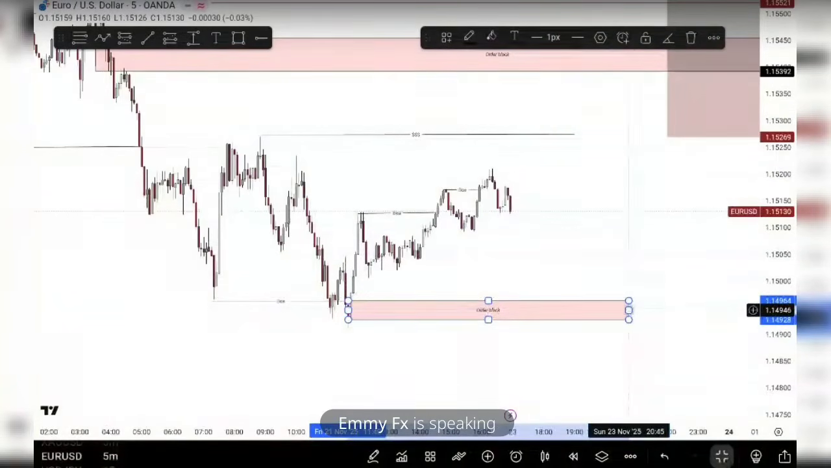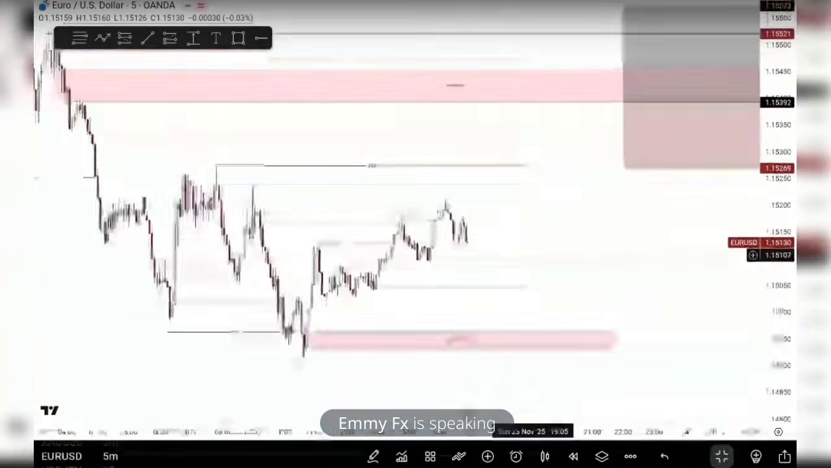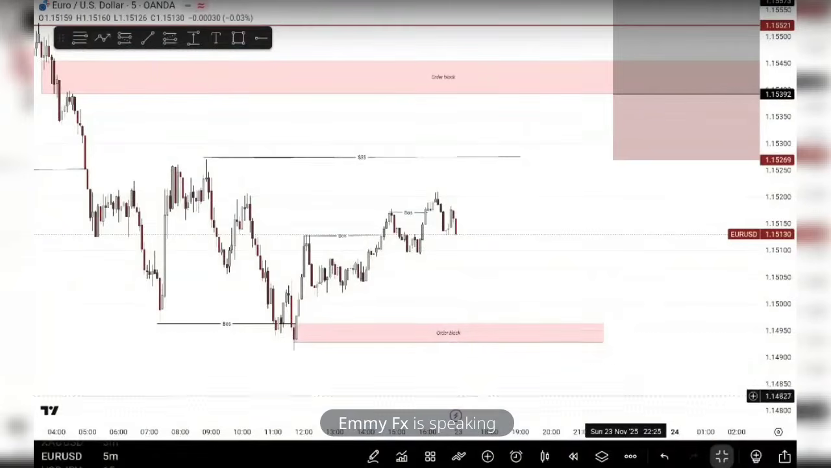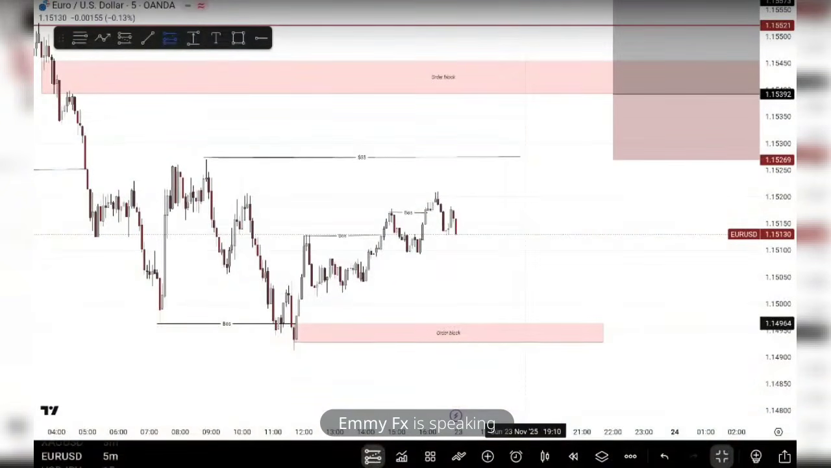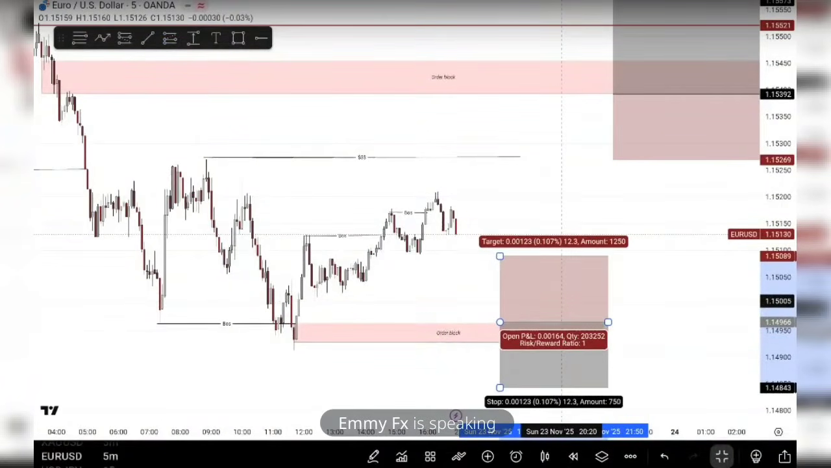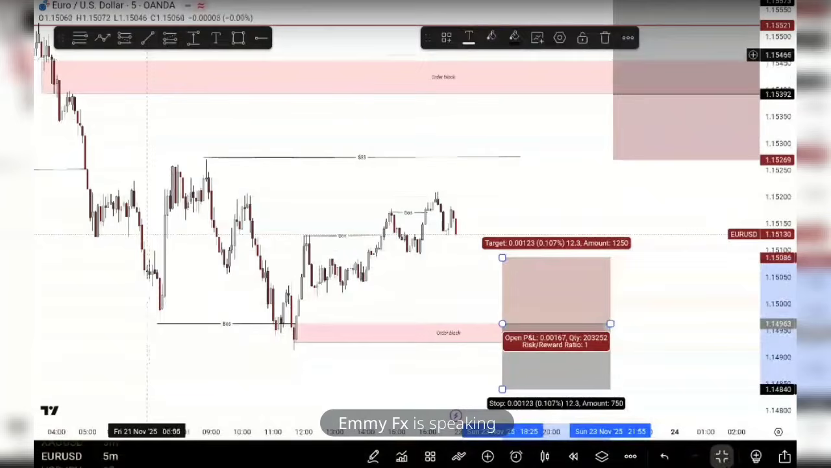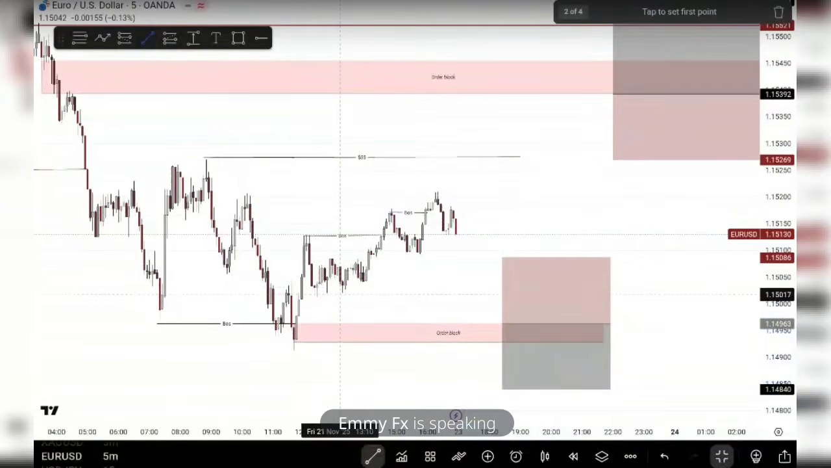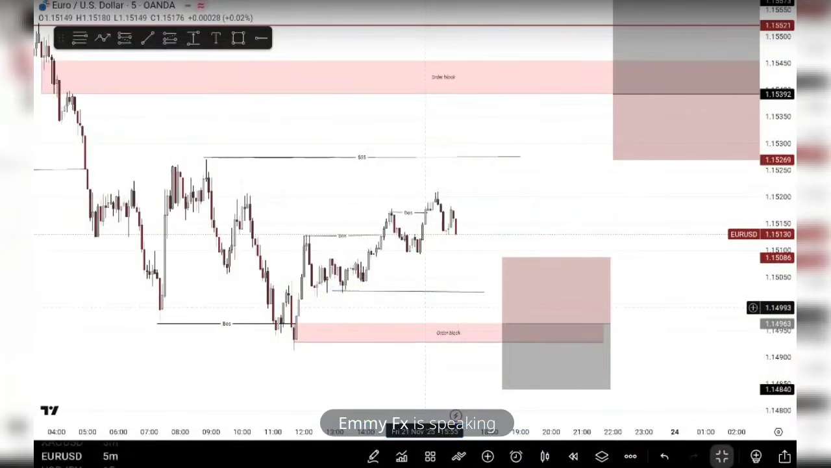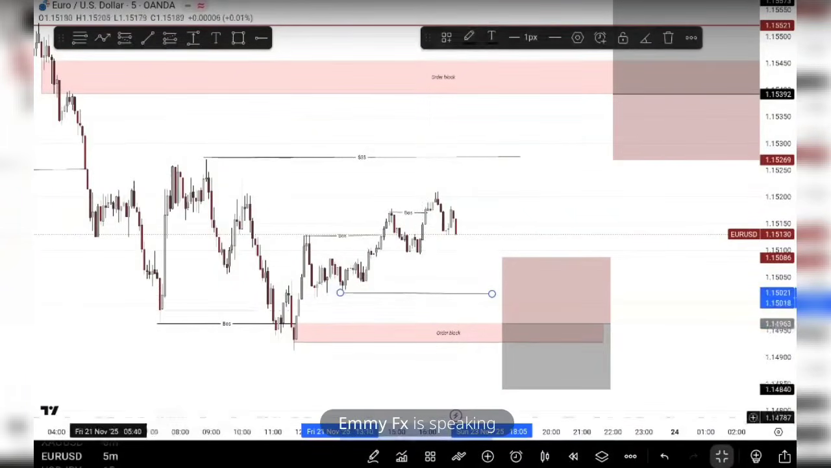And I'm going to set a pending order from here. Once the market opens, I'm going to set a pending order at this zone. Where is my liquidity? Here is going to be my liquidity.